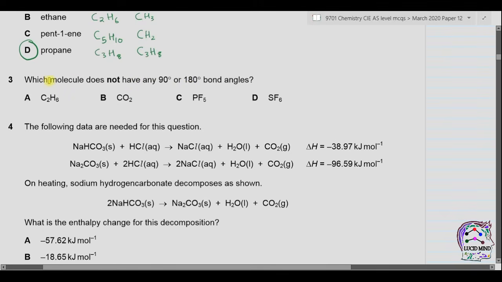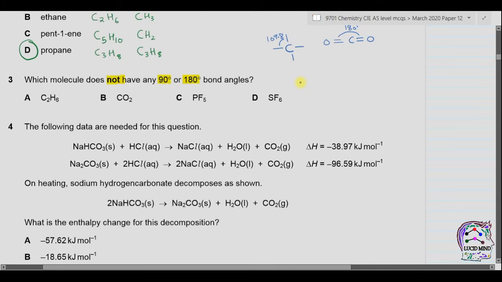Question number 3. Which molecule does not have any 90 degrees or 180 degrees bond angles? Part A is C2H6, which is ethane. In ethane, carbon is making single covalent bonds. Each carbon is making 4 single covalent bonds, so the bond angle is 109.5 and the structure is tetrahedral. B is carbon dioxide. Now the bond angle in carbon dioxide is 180 degrees because the structure is linear.